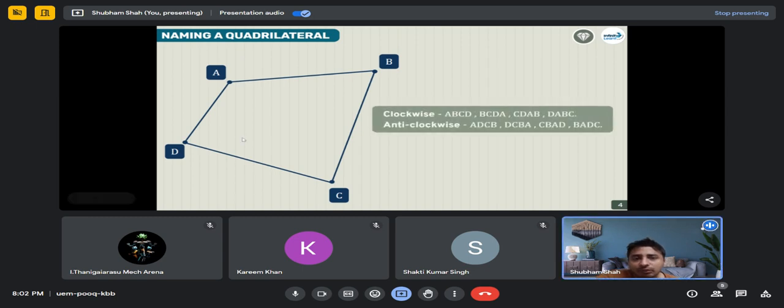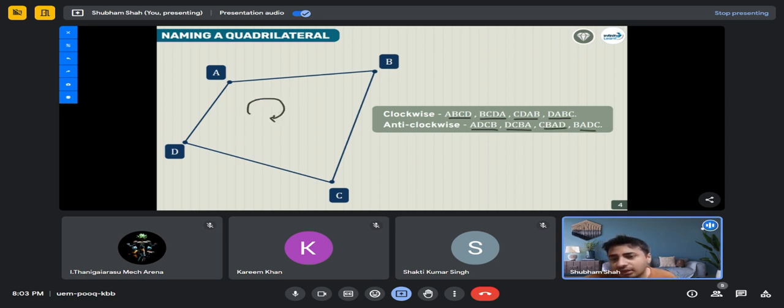How to name a parallelogram? Clockwise: ABCD, first one; second one BCDA, third one CDAB, and fourth one DABC. Now anti-clockwise: ADCB, DCBA, CBAD and BADC. Clockwise means in the direction of the clock, and this is anti-clockwise. Clear? How to name the figure? Okay, good.